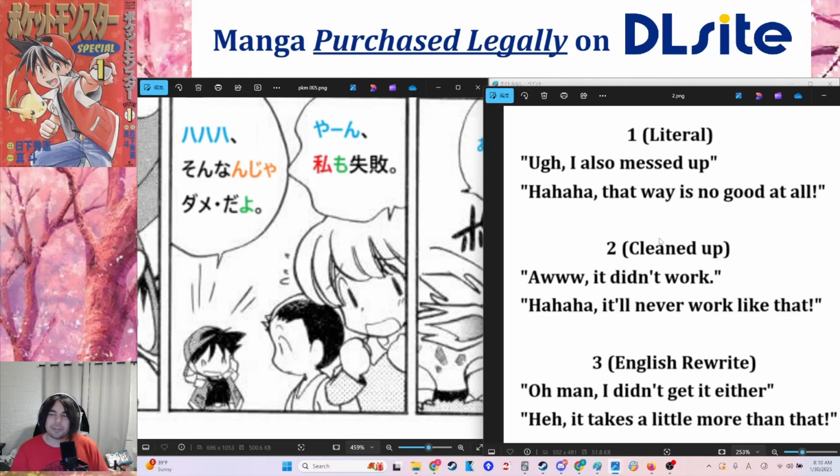For our cleaned up version, saying "aw" is also something you say when you're disappointed. So "Aw, it didn't work." She's showing the thing that didn't work by saying watashi mo shippai. I think those two work off of each other just fine. So instead of saying mess up or mistake, just pointing out that it didn't work is totally fine here. And then of course Red comes in. "It'll never work like that."